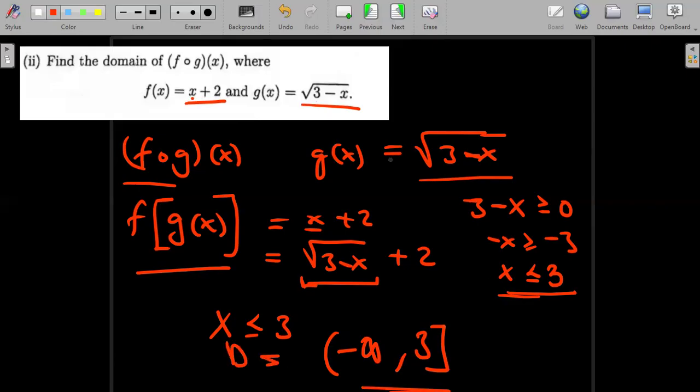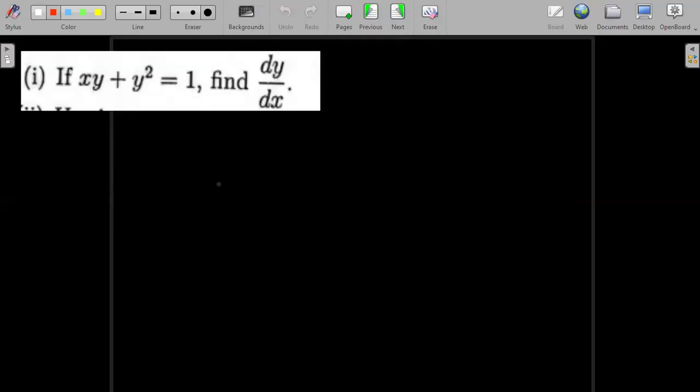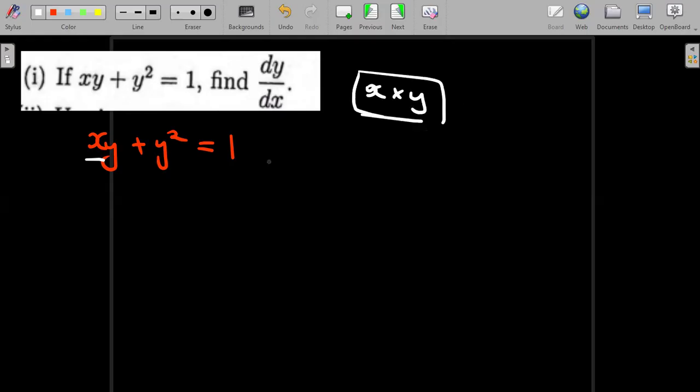Okay. Now, next question. Next question says if xy plus y squared is equal to 1, find dy dx. So here we use implicit differentiation. We have xy plus y squared is equal to 1. So we must find dy dx. So in this first part, we have x and y, and we see that x is just multiplying with what? With y. These are just multiplying. So meaning when differentiating this, I must use the product what? Rule.